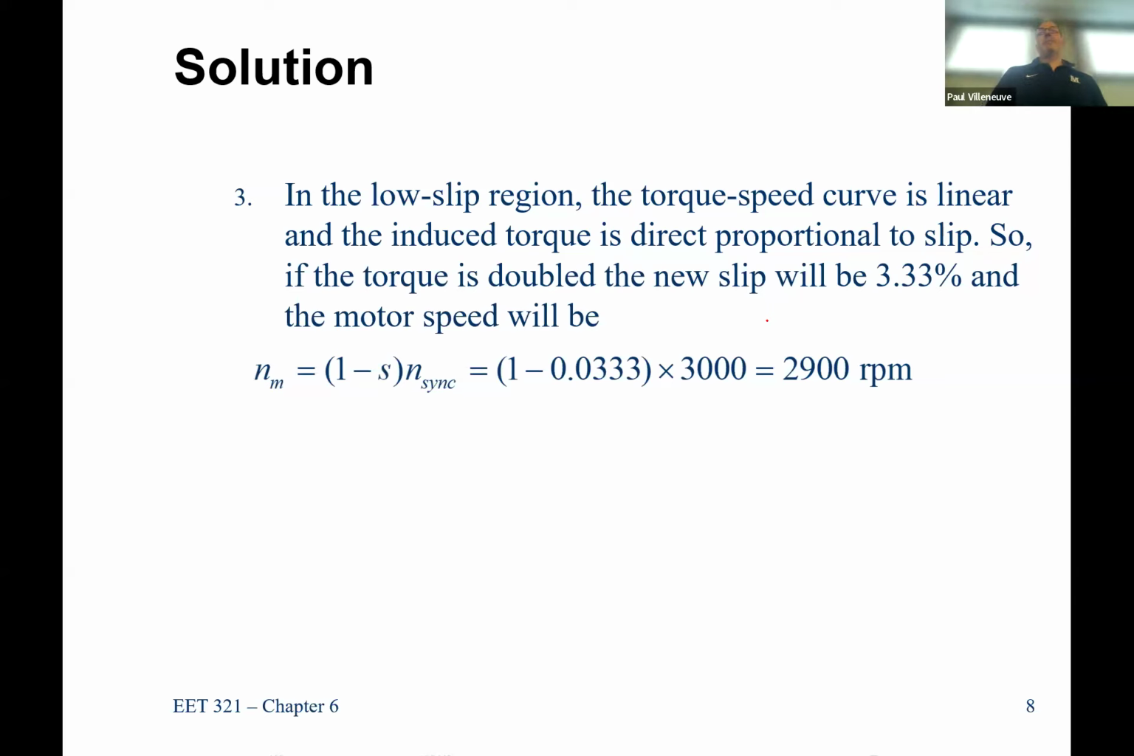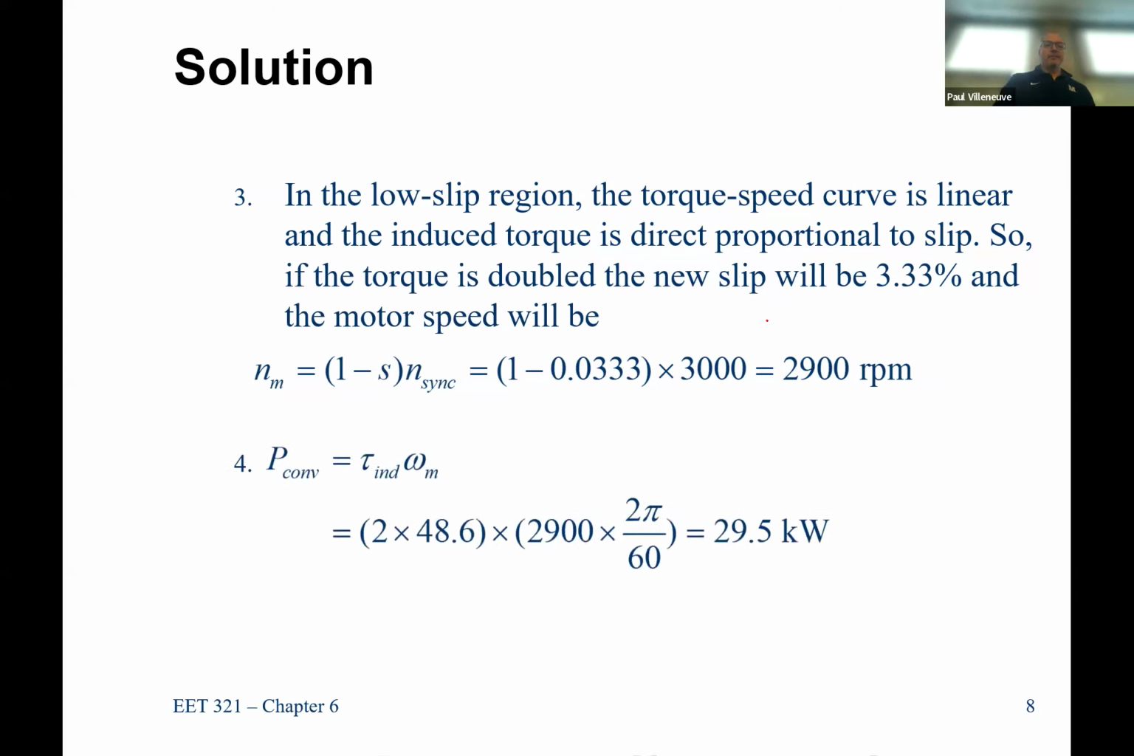We know what sync speed is. Sync speed doesn't change. We just use our new value of slip. We get 2,900 RPM. Now our converted power is going to be doubling of the torque. So we have 48.6 Newton meters times 2. Okay. Now we have to convert that, and we get 29.5 kilowatts is what we actually deliver.